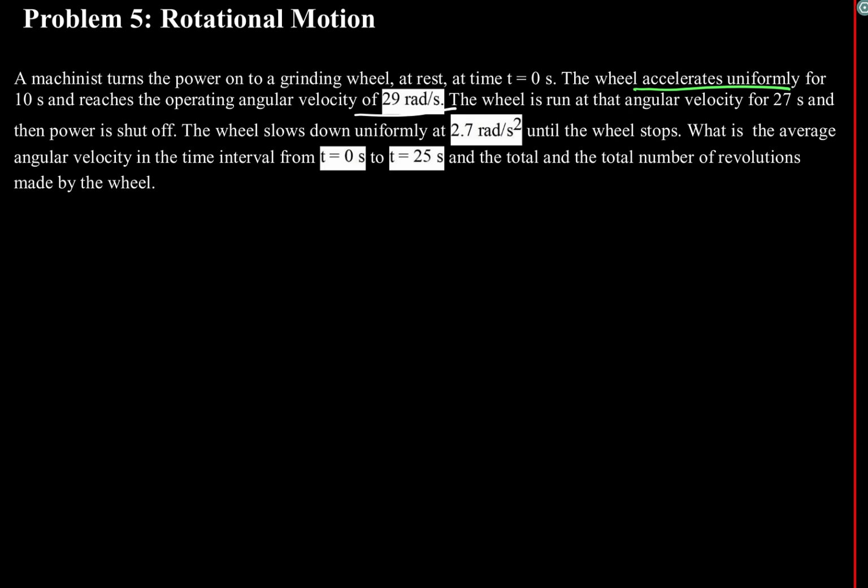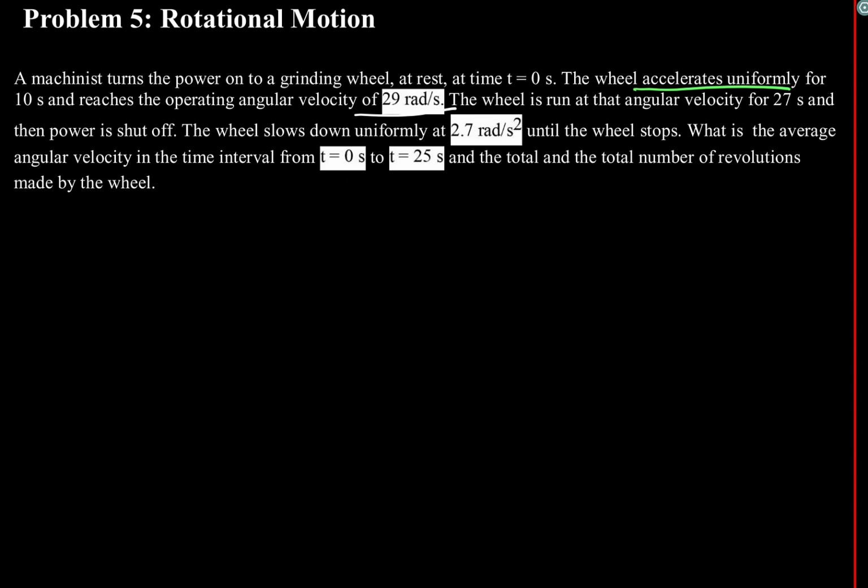So, in problem 5, which is in rotational kinematics, this is actually a very good problem that will help you to understand the kinematics equations for rotation. A machinist turns the power on to a grinding wheel at rest at t equal to 0. The wheel accelerates uniformly for 10 seconds and reaches the operational angular velocity of 29 radians per second. The wheel is run at that angular velocity for 27 seconds, and then the power is shut off. The wheel slows down uniformly at 2.7 radians per second squared until it stops.